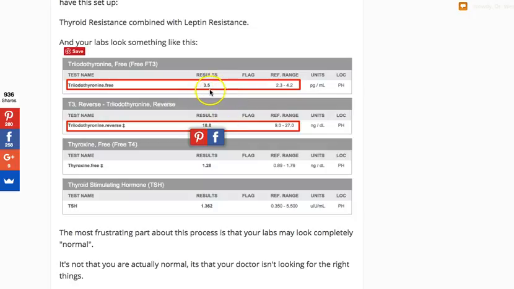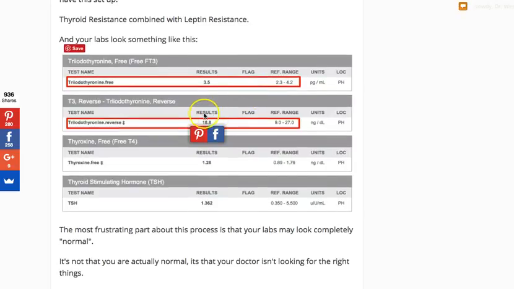And you'll look at this patient, like if she went to a normal doctor and didn't get a reverse T3 checked, you would look at it and say, well, her free T3 is actually okay, right? Her result is 3.5. The range is 2.3 to 4.2. Yeah, it's somewhere in the middle. Okay, it's not the worst I've ever seen. Yeah, you're fine. Get out the door.